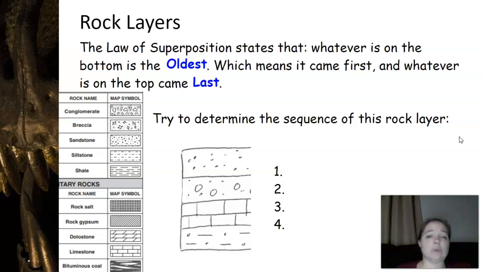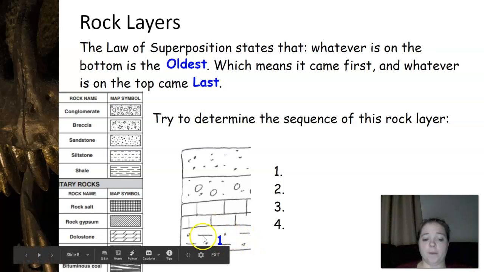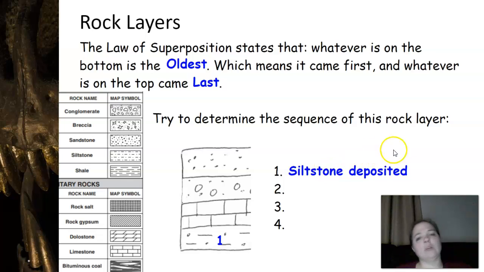So, law of superposition. When I ask you for a sequence, that typically means 1, 2, 3, 4. What came first, second, third, fourth, unless otherwise stipulated. So, what came first? The bottom. On the bottom, you have this right here. It's dots and dashes. So you would look over here and see dots and dashes right here for siltstone. You could write down either siltstone or siltstone deposited. If I was really technical, you'd have to say deposited. I will accept siltstone.